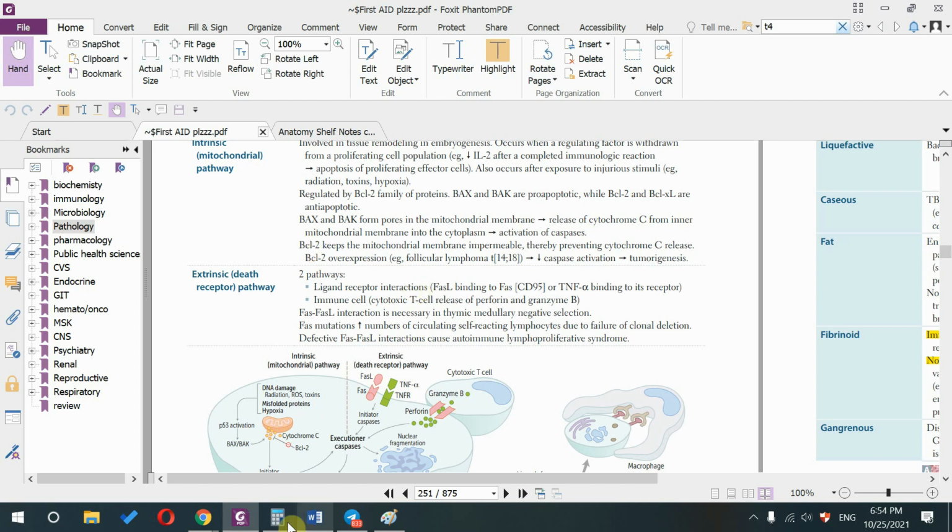So we spoke about how the BCL2 protects the cell, protects the mitochondria. No need to re-explain that. Thereby preventing the cytochrome release. Yes, so the BCL2 function is to prevent the cytochrome C from being released.